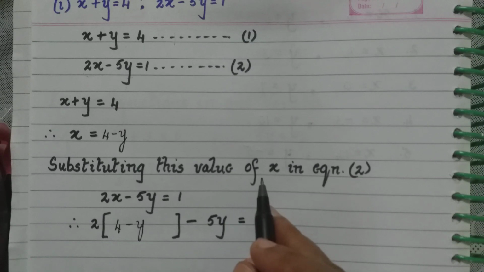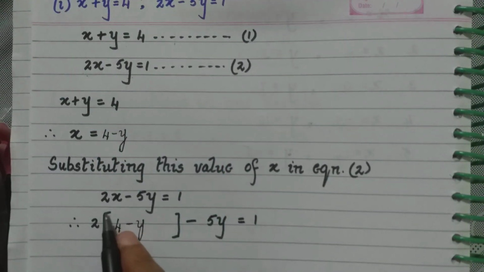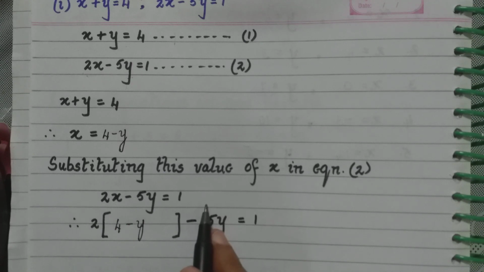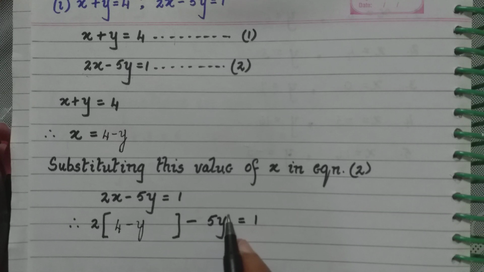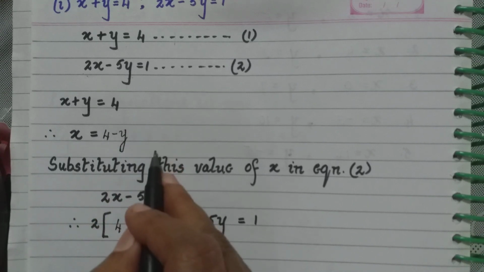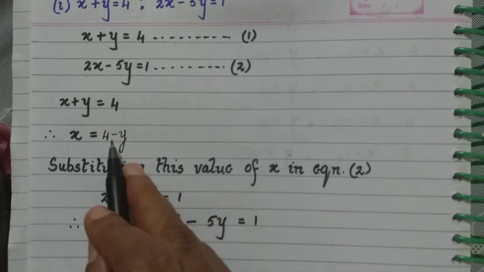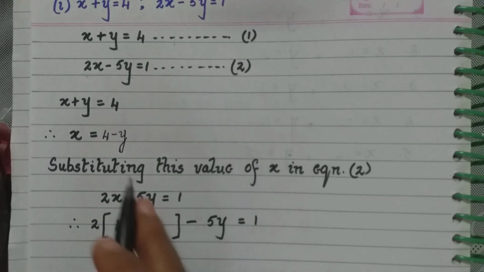Substituting this value of y in equation 2, you would write the equation 2x minus 5y equal to 1. Then you would write 2x minus 5, and in place of y, what would you write? y was 4 minus x. So you would put in bracket 4 minus x and write equal to 1.